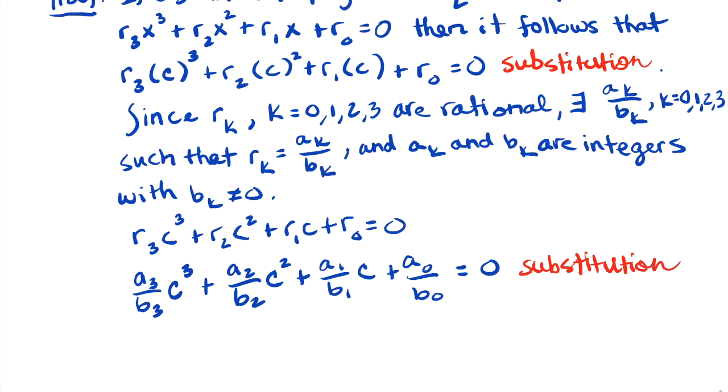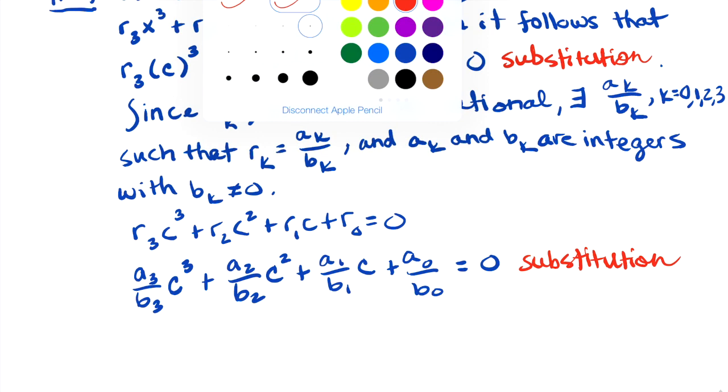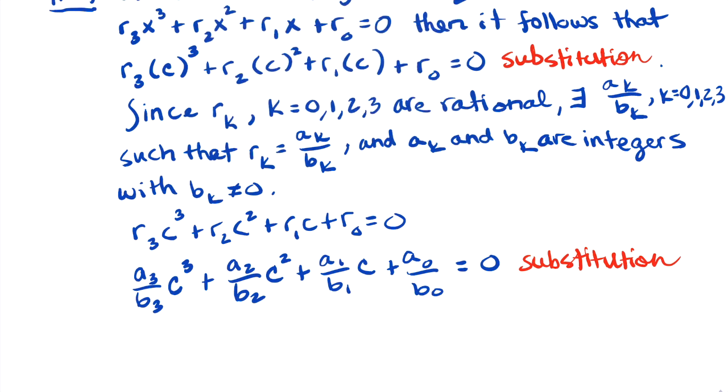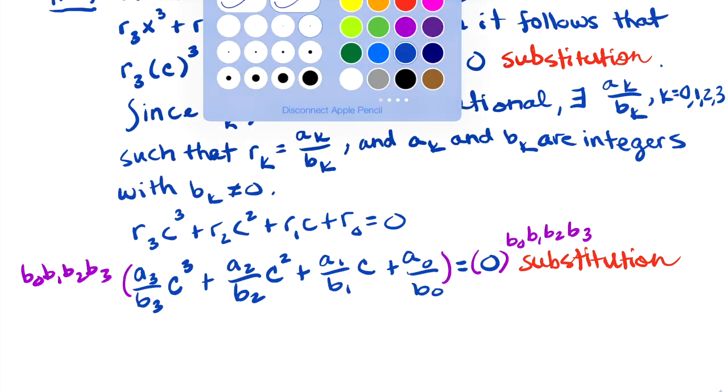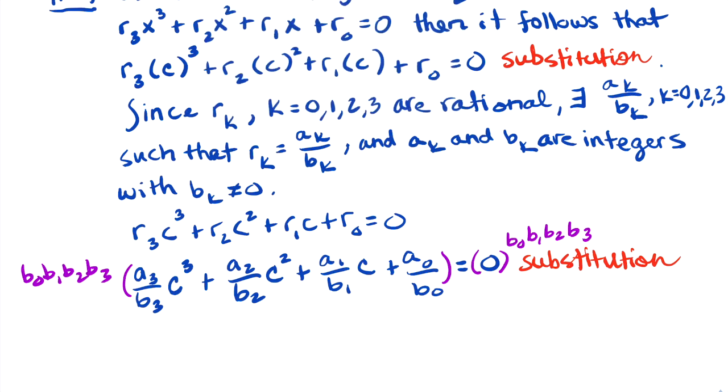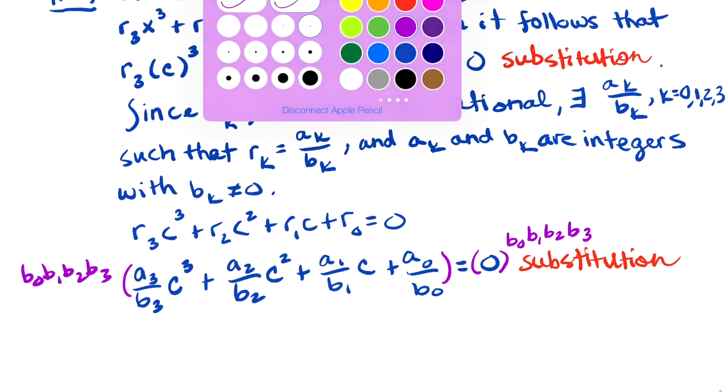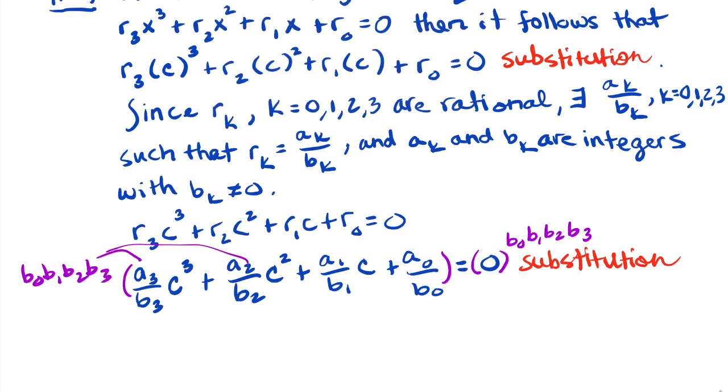And okay, well, what do you think we ought to do? How could I clear out the denominators? I mean, if I multiplied both sides of the equation by b0, b1, b2, b3, let's see what I would have. Well, and remember, it distributes. This is going to distribute to each term on the left side.